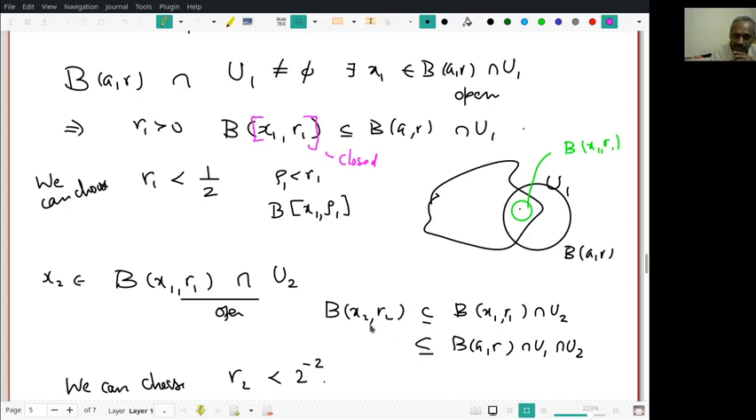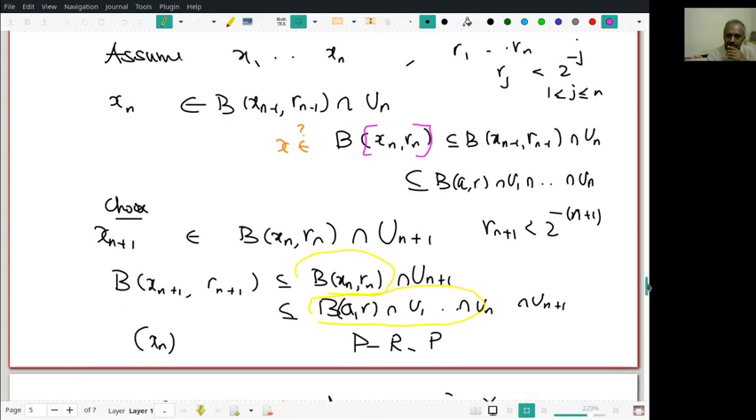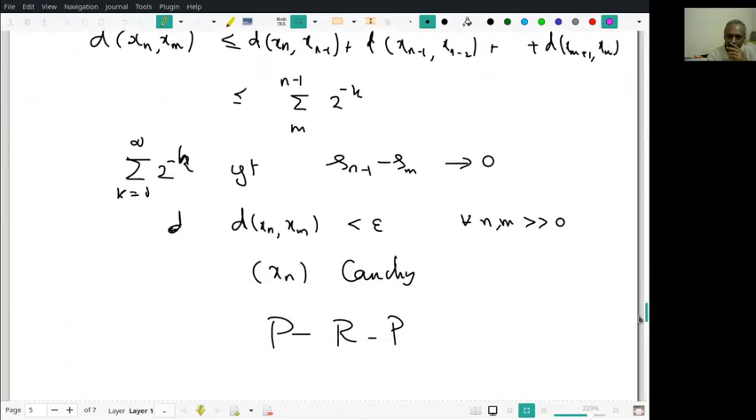But here again, by cutting down R2, taking a smaller R2 if necessary, I can assume the closed ball is contained. So by induction I can assume given an xn, I can choose an Rn so that Rn is less than 2 to the power minus n, and the closed ball B(xn, Rn) is contained in this. Have you understood this? Now let's come back.